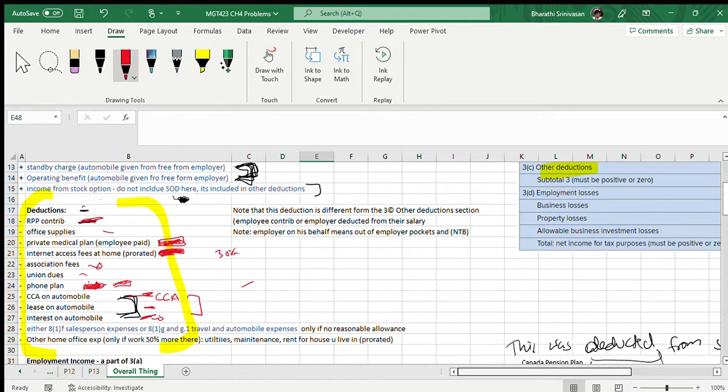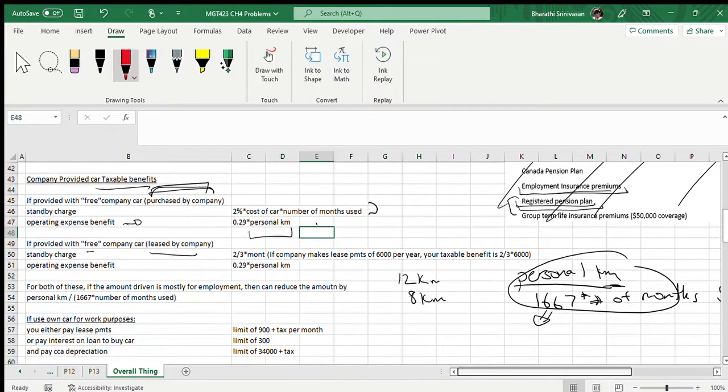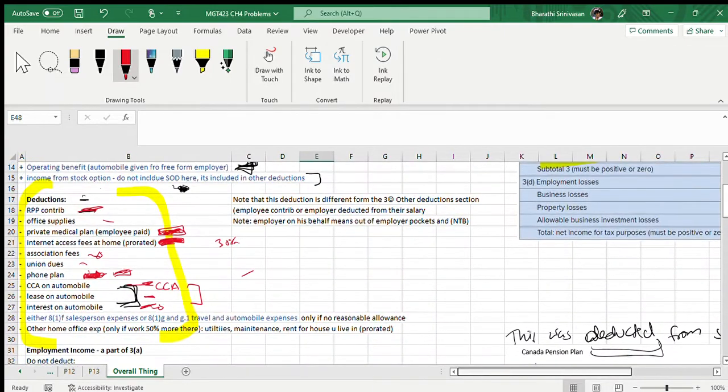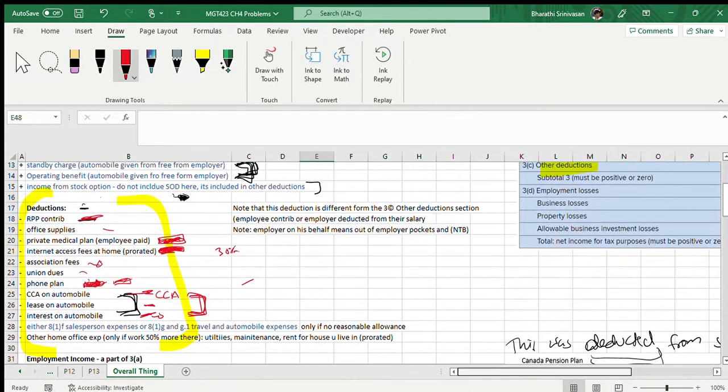Like for example, remember the whole "I'm driving 70%, I'm using the car 70% for work, 30% for home." We would prorate that to show how much is applicable to employment income. Another thing is there are other home office expenses. You can only deduct these expenses if you work 50% or more there.